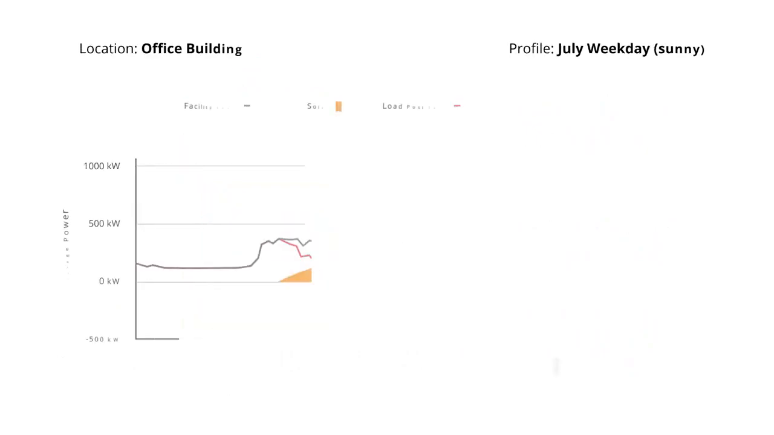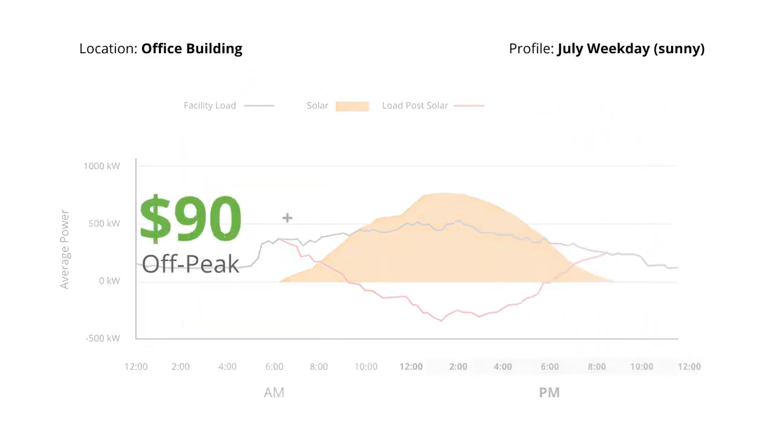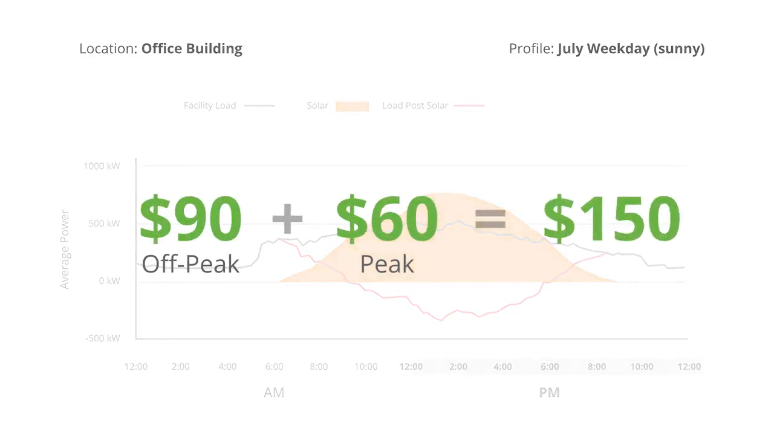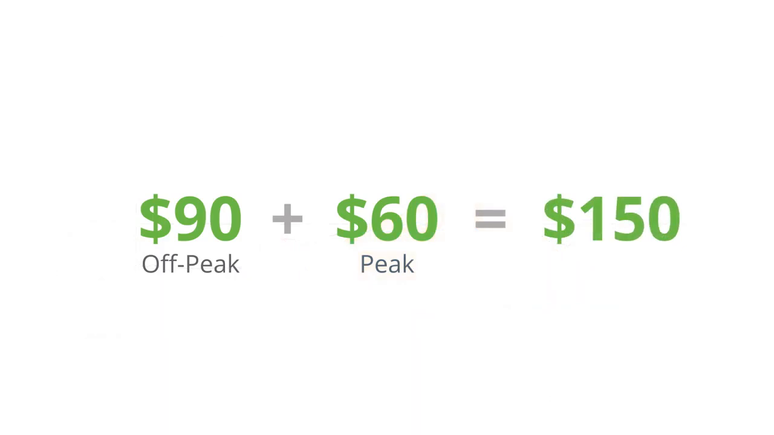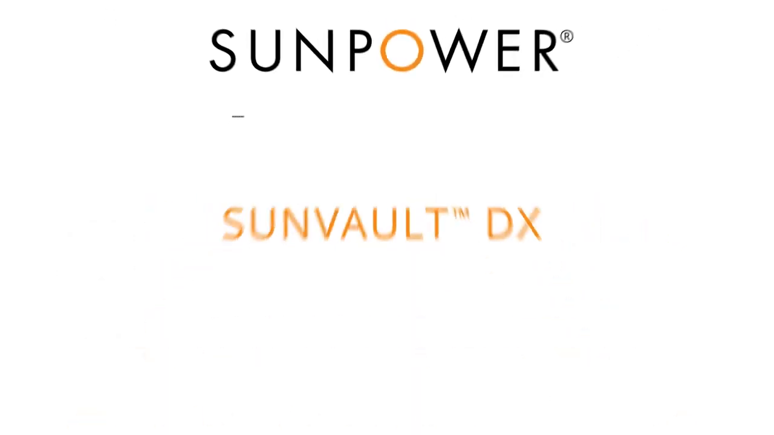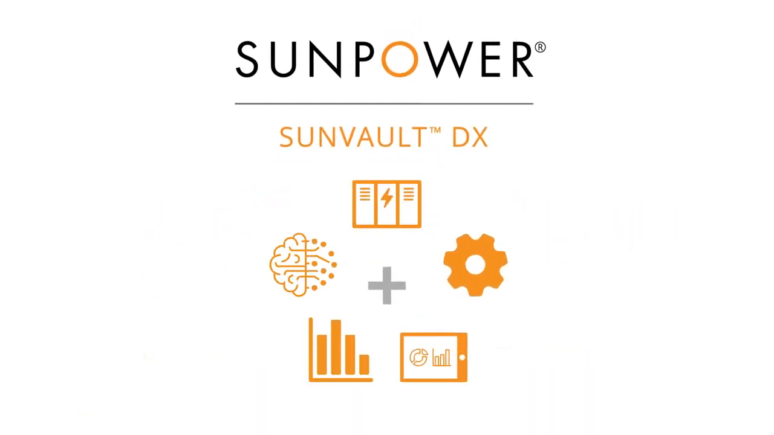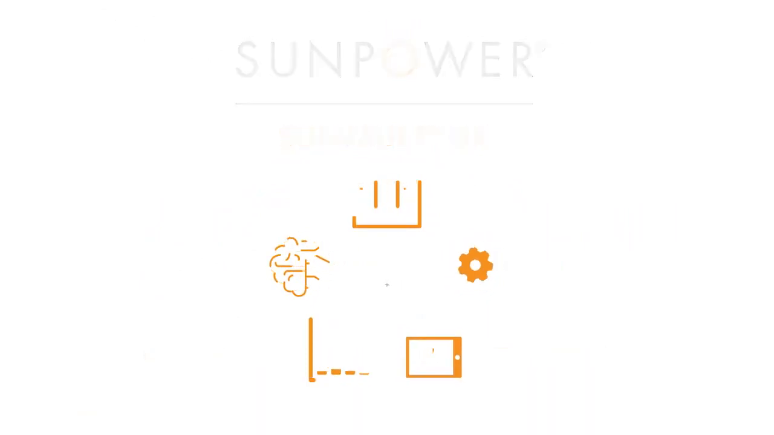In this scenario, the customer would be paying $90 in off-peak energy costs and $60 in peak costs for a total of $150 on this typical sunny summer day. Now let's add SunVault DX storage to the equation. Buy low, sell high.